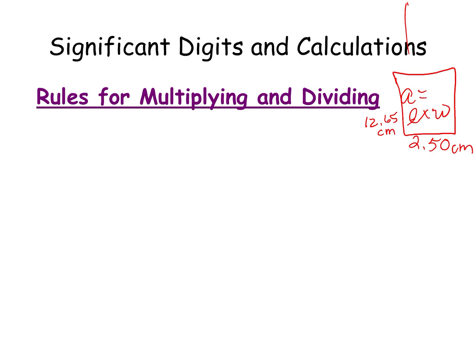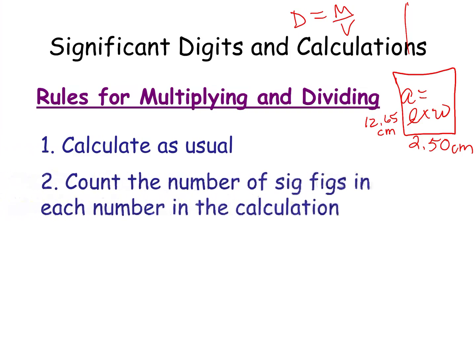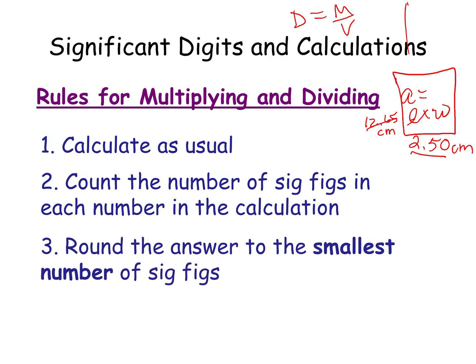These are the rules for when you multiply, or let's say you divide. For example, density is mass over volume. So if you divided two things, how do you round? First, you do your math just like normal. Math hasn't changed. Then you make sure you count the number of sig figs in each number in your calculation. So this one would have 3 sig figs, this one would have 4. By the way, if you're a little rusty on determining the number of sig figs, make sure you go back and look at your notes and those videos. You will round your final answer to the smallest number of total sig figs.